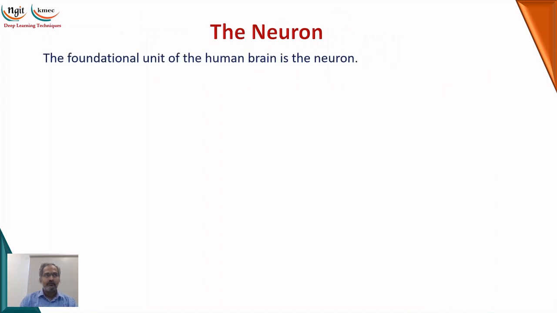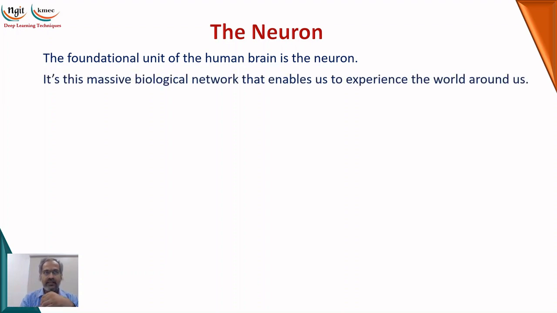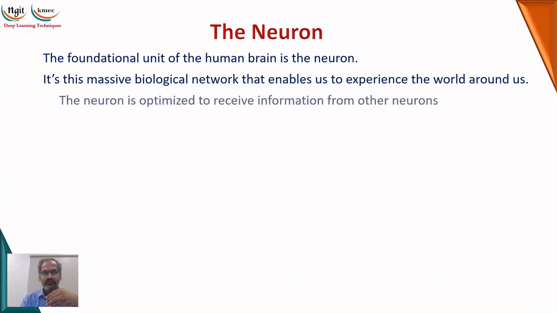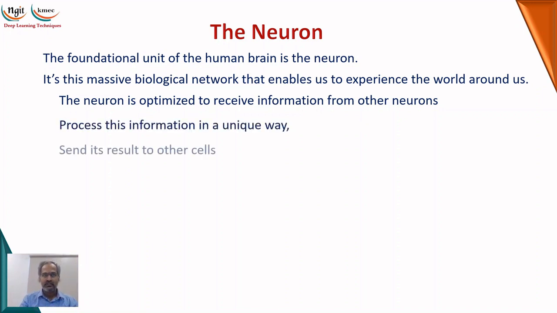So, the neuron. The neuron is the fundamental unit of the human brain, and the biological neuron has a number of inputs. There are three steps. The neuron will take the input from other neurons, process the information, and send the information to other neurons.